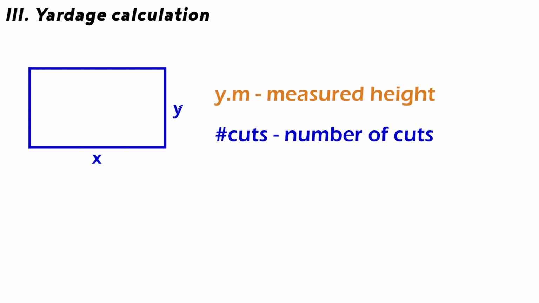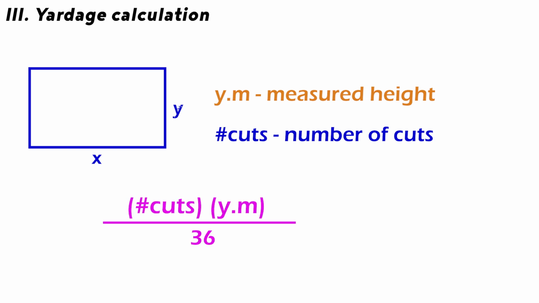Lastly, you're gonna take that number we just obtained and multiply it by the number of cuts we calculated earlier. That result will then be divided by 36 in order to get the yardage necessary. Please keep in mind that we suggest that you always round up on the result of the yardage. That way, our workroom will have enough additional material in case any unexpected events happen.